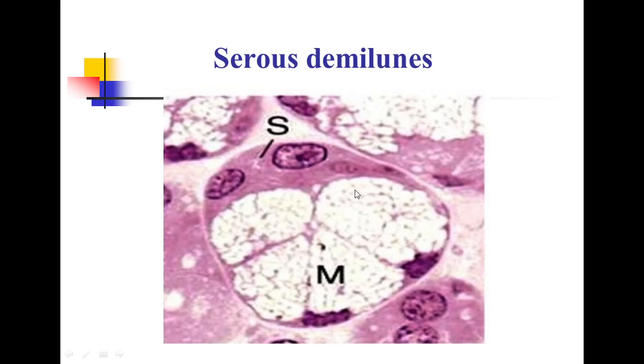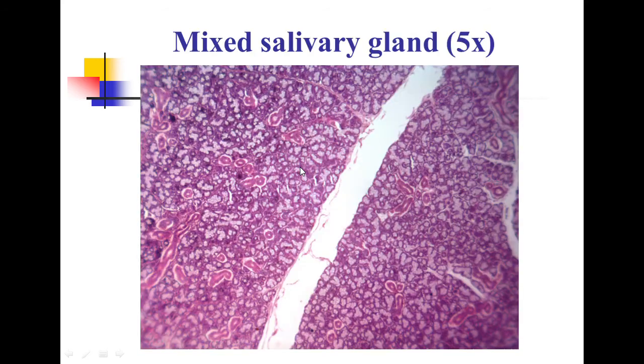So serous demilune: this is the mucus acinus, and it is capped by cells of serous acinus. Now this is the photograph of slides of mixed salivary gland. Here you can see the lobule, at 5x magnification. You cannot clearly see the mucus and serous acini, but there are both mucus and serous acini, and these are the ducts.